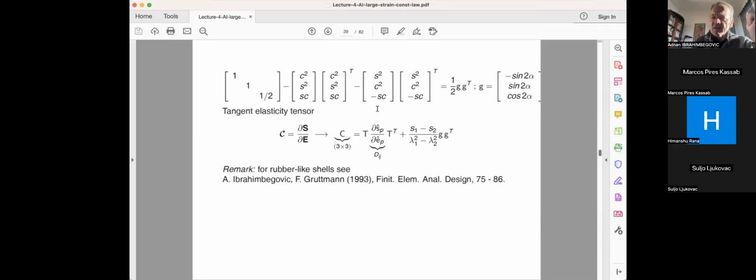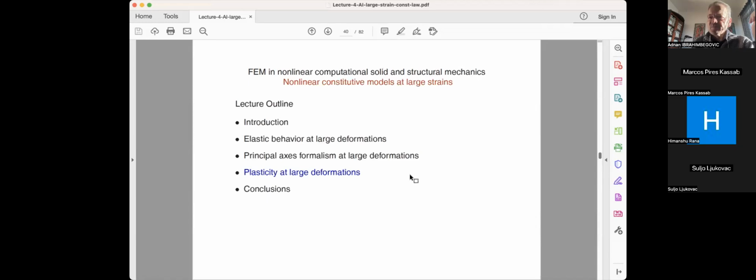So at the end, the tangent elasticity tensor is written as the one computed in the principal direction and filtered with T and T transpose, plus the geometric part, which is S1 minus S2 over lambda 1 squared minus lambda 2 squared, times G G transpose. One has to worry about the limit case when both of these are the same. You have to do an asymptotic development, and these are details to worry about. You have this in one of the numerical journal papers that we've done. So this is all about elasticity.